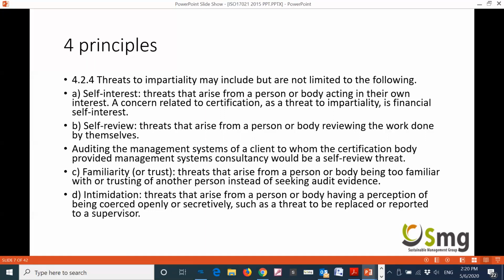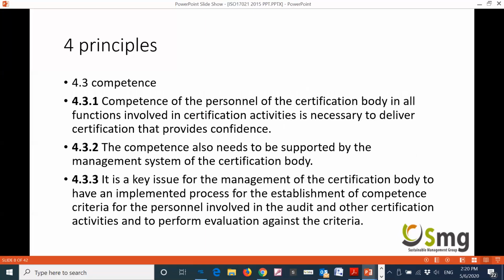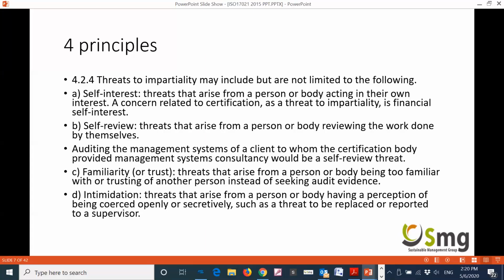Auditing the management system of a client to whom the certification body provided management system consultancy would be a self-review threat. So we're not supposed to do consultancy for a client that we issue a certificate. It's not acceptable that we do consultancy and certification at the same time.